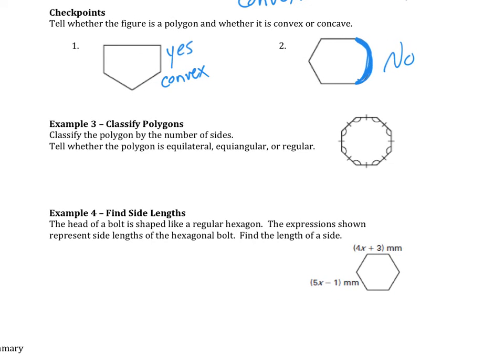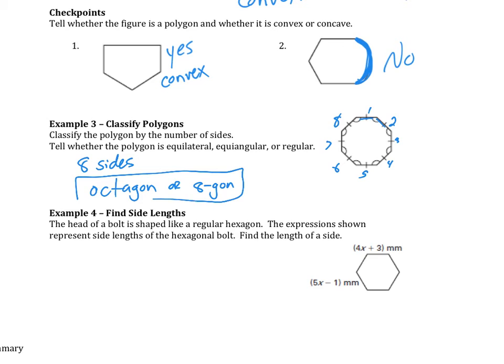Okay, example 3. Classify the polygon by the number of sides. Tell whether the polygon is equilateral, equiangular, or regular. So first, let's count the sides. There are 1, 2, 3, 4, 5, 6, 7, 8 sides. So if there are 8 sides, that would be an octagon. Or if you want to, you could call this an 8-gon. But 8 sides should be a familiar enough number of sides that we can call it an octagon.